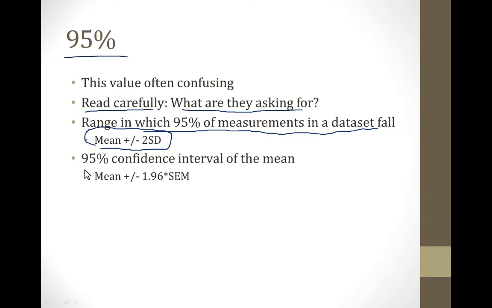On the other hand, if they say, what is the 95% confidence interval of the mean, then they are looking for the mean plus or minus 1.96 times the standard error of the mean. These two things are different. This is often confusing for students, and make sure you have them straight in your mind. And that concludes our module on basic statistics.